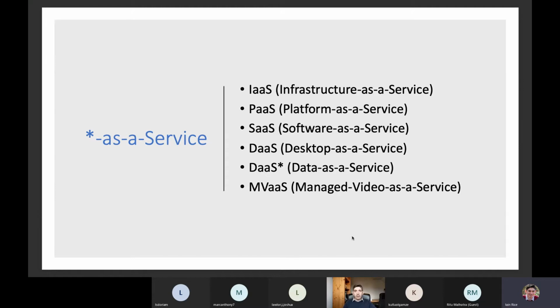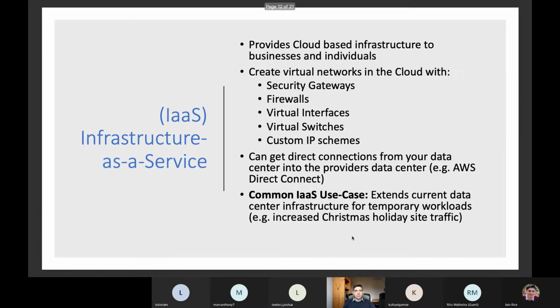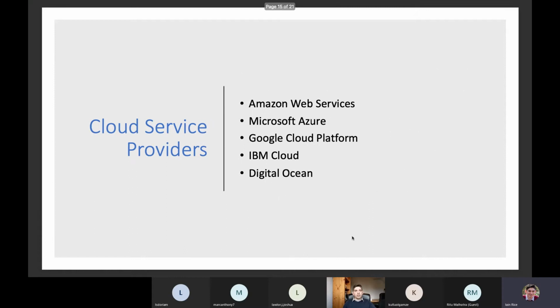So we've got infrastructure as a service, platform as a service, software as a service, desktop as a service, data as a service, and managed video as a service is a newer one. Okay, just going to, like I say, skip through these.